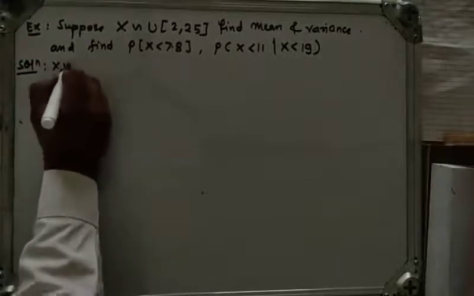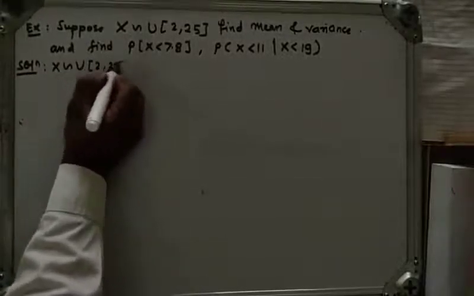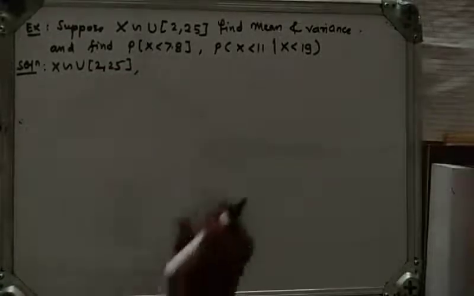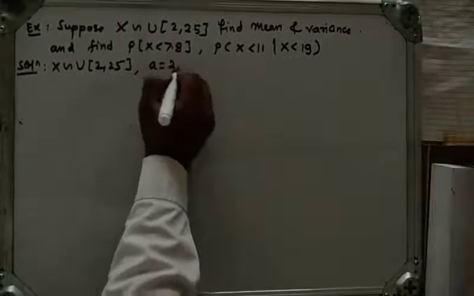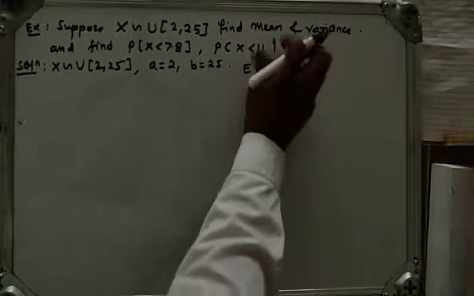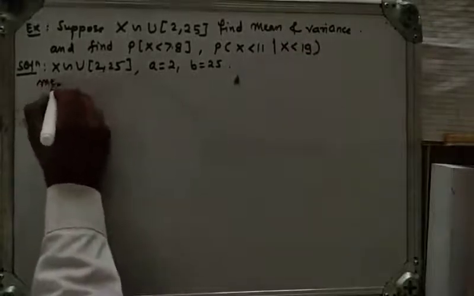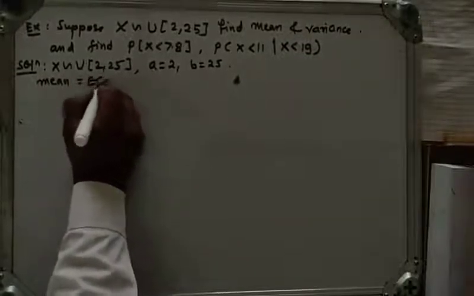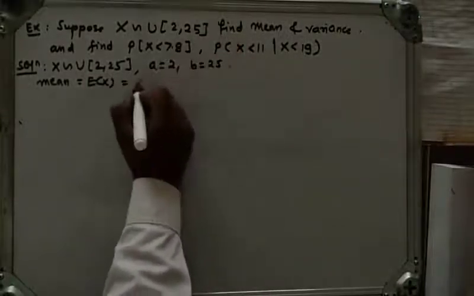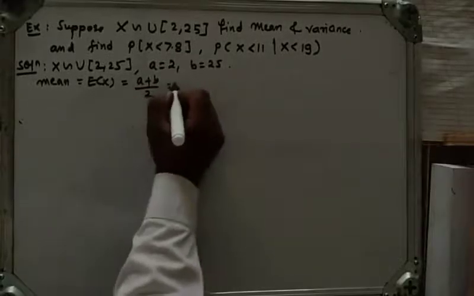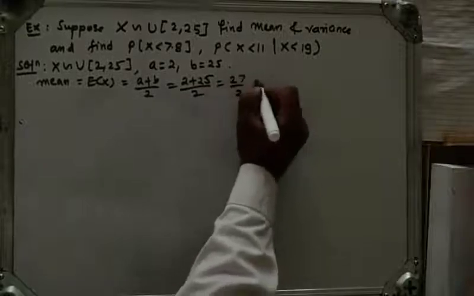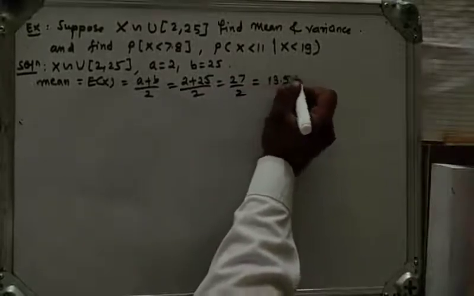X is a uniform distribution over 2 to 25. So from that we have to calculate mean and variance. Here the value of a is 2, value of b is 25. Therefore the mean is E of x. What is the mean of a uniform distribution? Mean of uniform distribution is (a plus b) upon 2, which is (2 plus 25) upon 2, which is 27 by 2. So the answer is 13.5.